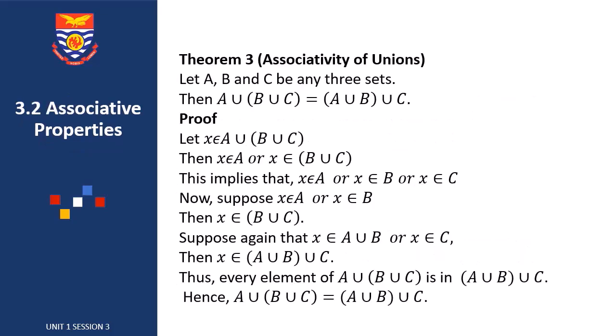We now move away from the commutative property to the associative property. And under this, the first theorem that we will look at is associativity of unions. Let's consider the three sets A, B, and C. Then A union (B union C) is equal to (A union B) union C. We will want to prove this property.